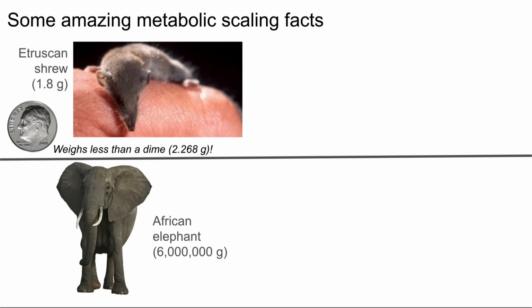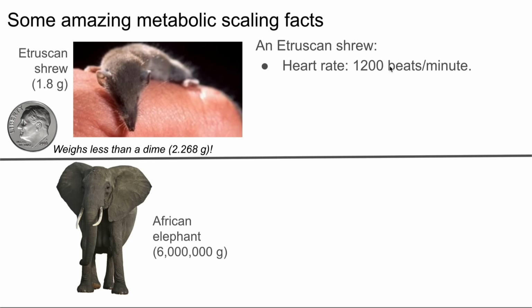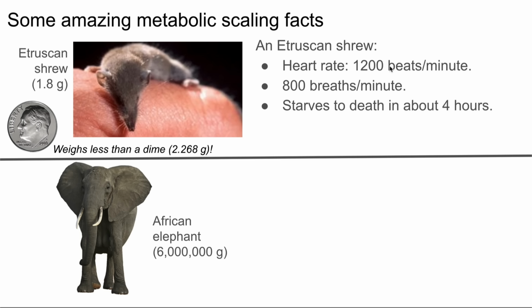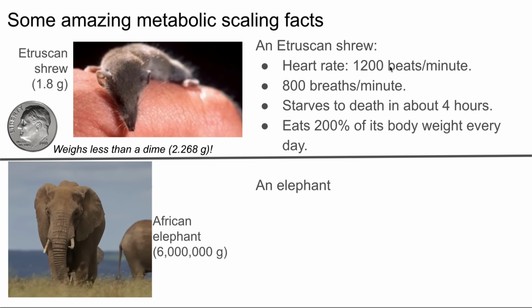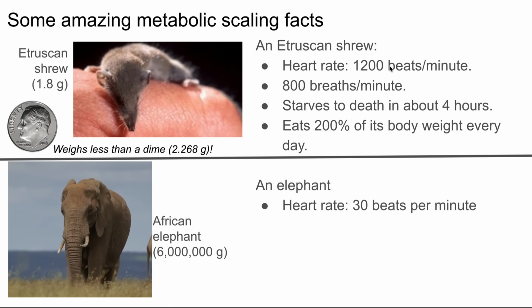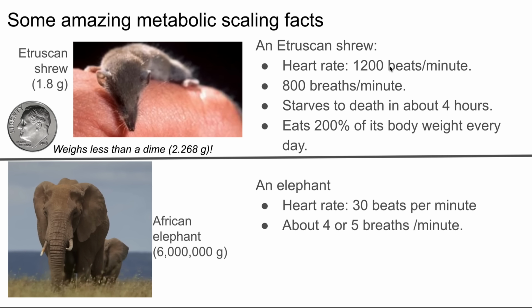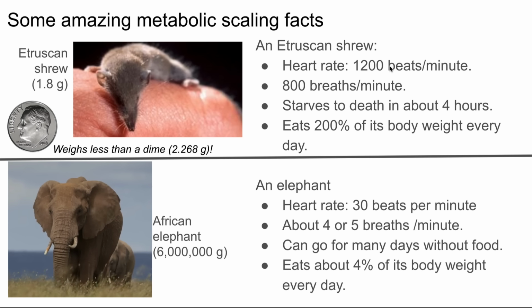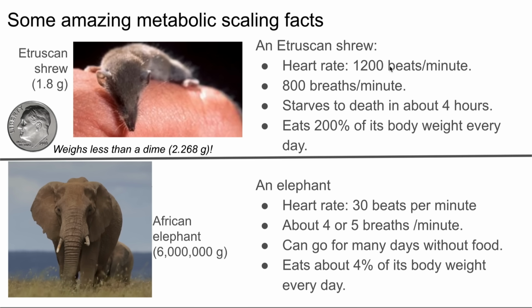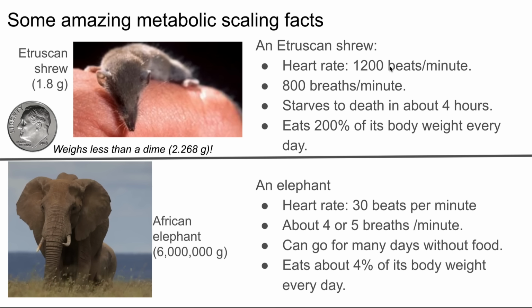Here are some amazing metabolic scaling facts. The Etruscan shrew, again the smallest mammal, its heart rate is 1,200 beats per minute. It breathes 800 times per minute. It'll starve to death if deprived of food in about 4 hours, and it has to eat 200% of its body weight every day. An elephant, by contrast, that's the largest land mammal, its heart rate is about 30 beats per minute. It breathes about 4 or 5 times per minute. It can go many days without food, and it eats about 4% of its body weight every day.